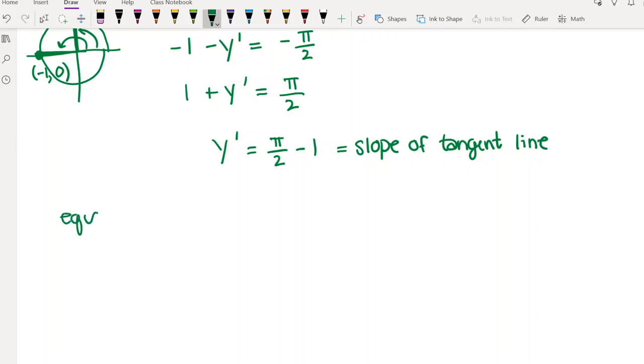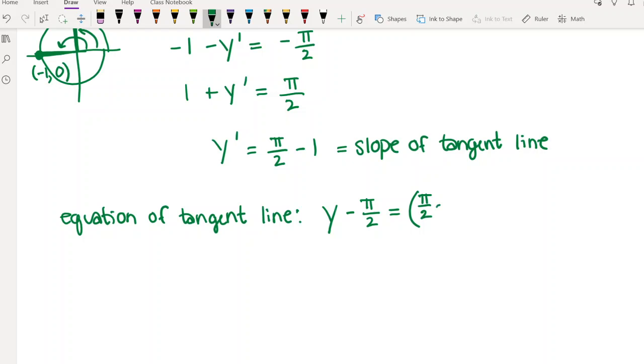So the equation of the tangent line is going to be y minus pi over 2, right? Because that was the y coordinate of our point, is equal to, and then our slope is pi over 2 minus 1. And then we have x minus pi over 2 as well.